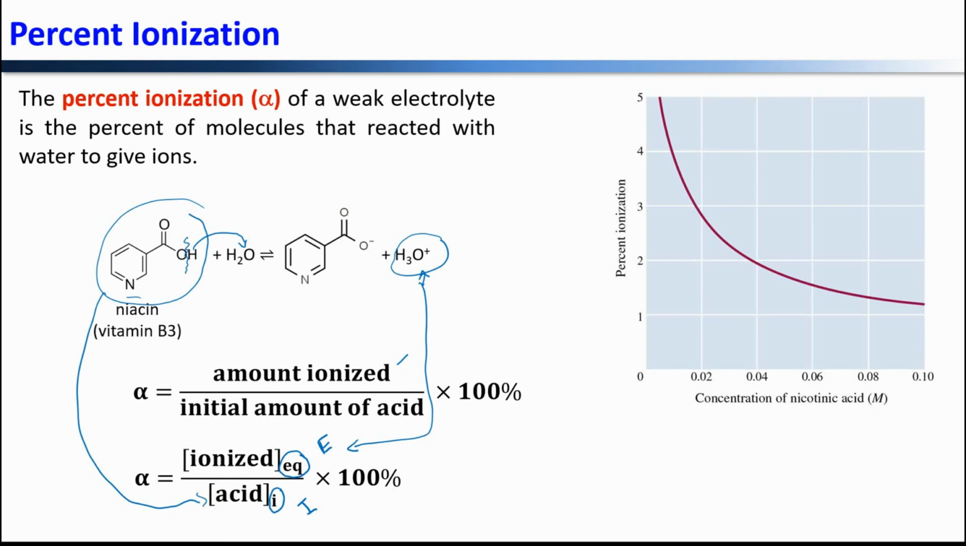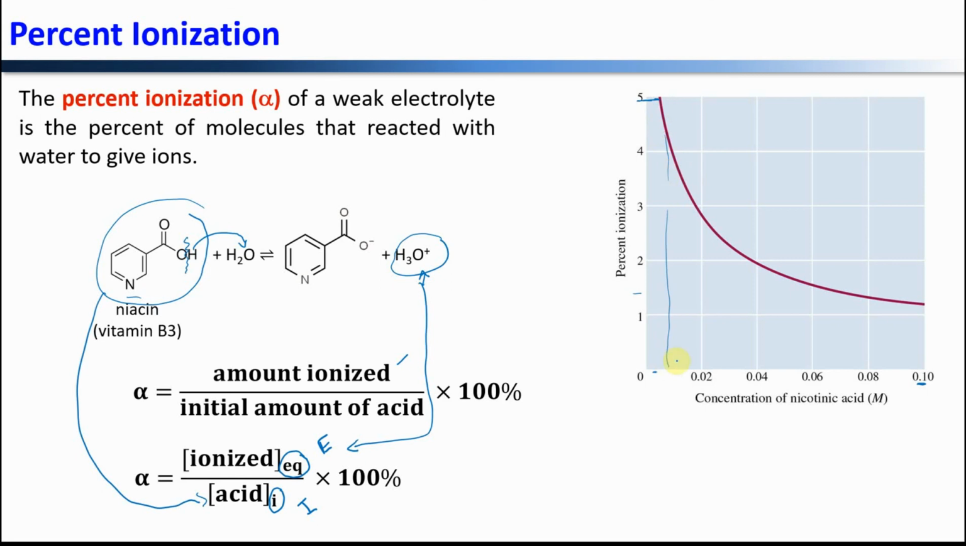For our weak acids, you can look at this and you'll see an interesting little trend here. That the more I add, so as I look on the x-axis, the higher the concentration, the lower the percent ionization. So if I put just a teeny tiny amount of this niacin in solution, is where I'm going to get the most. So you kind of draw a line down here.